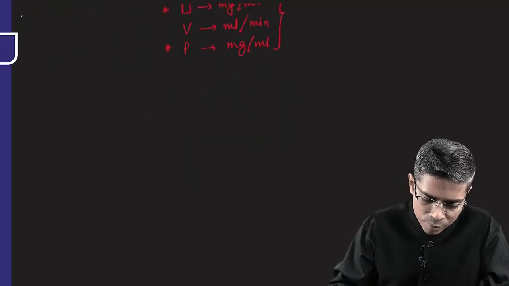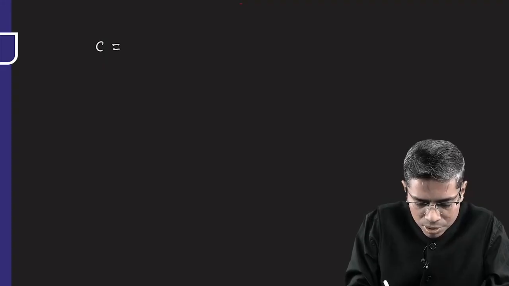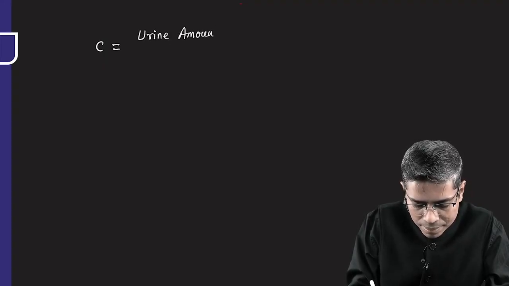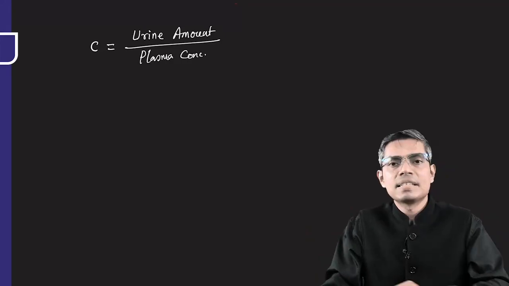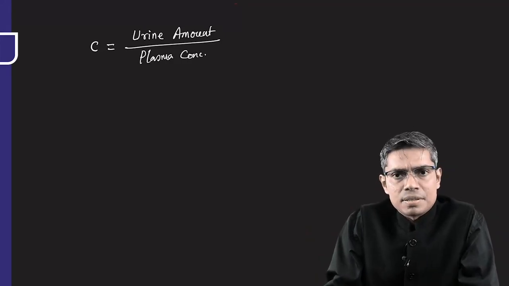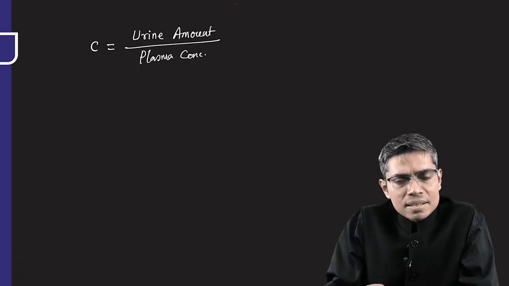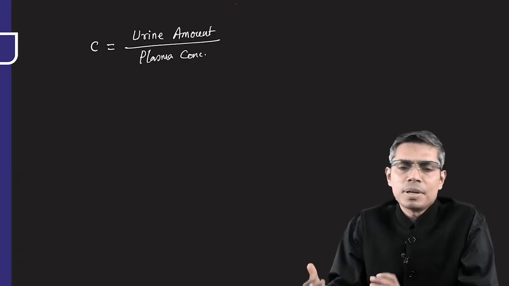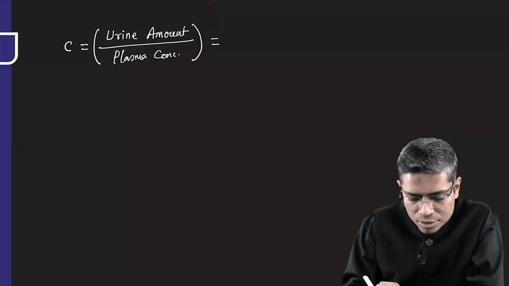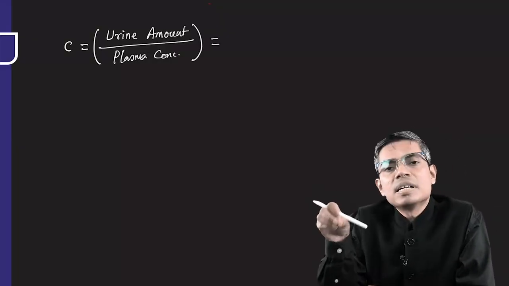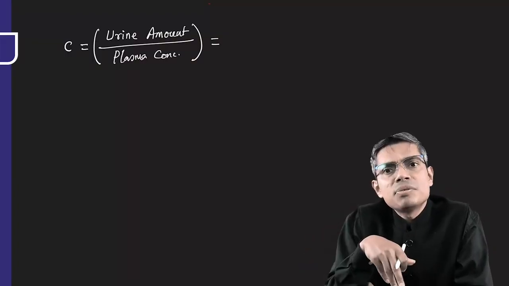So again I am going to my original statement, that is clearance is equal to urine amount of substance upon your plasma concentration of the same substance. We have taken the example of creatinine. It may be any substance. If you want to measure the clearance, you have to measure the urinary amount and plasma concentration. Now I am asking a different question to myself: what is the source of any substance in the urine? Where from is the substance reaching your urine?